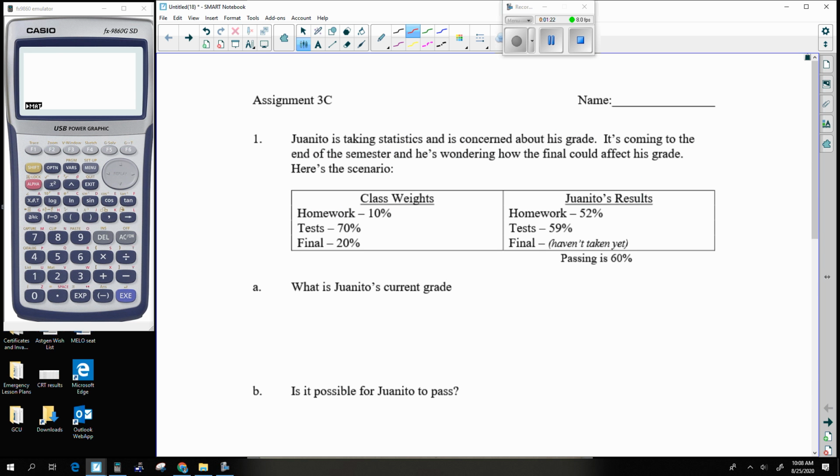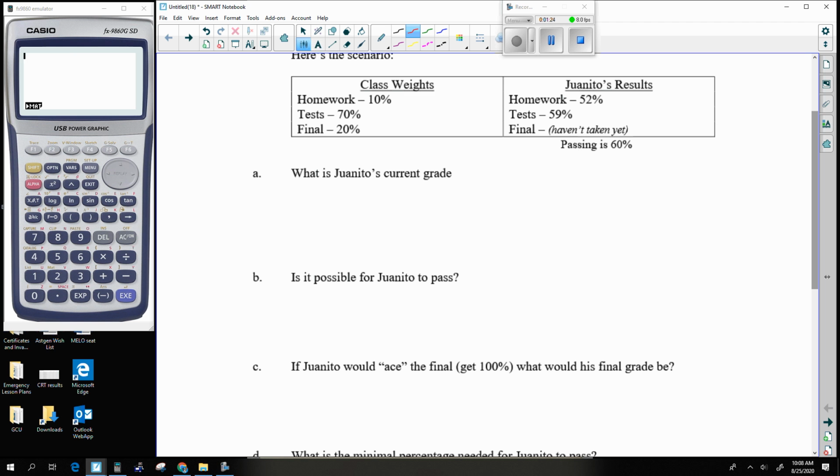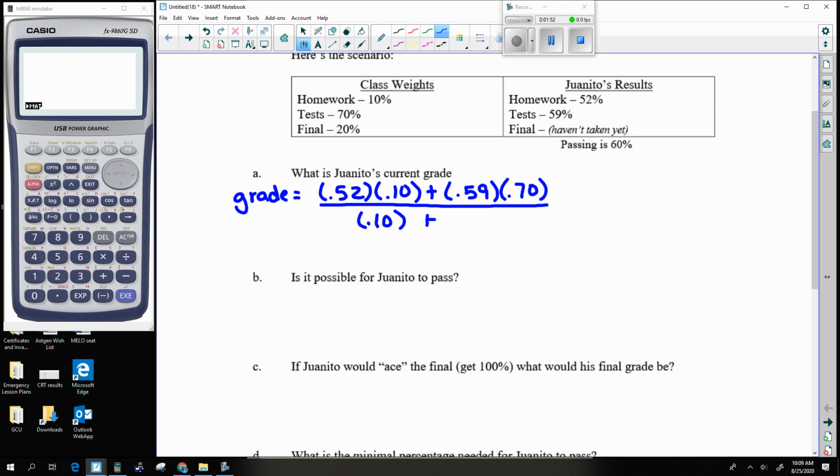So on we go with Juanito. His grade is going to be his scores times the weights. So we have homework, tests, and we haven't taken a final. So the homework, 52 with the weight of 10%. Tests, score, 59 with a weight of 70%. And we haven't taken the final, so that does not go into the calculation. So divided by just the weights. Get a complete top answer, complete bottom answer, and then divide the two.